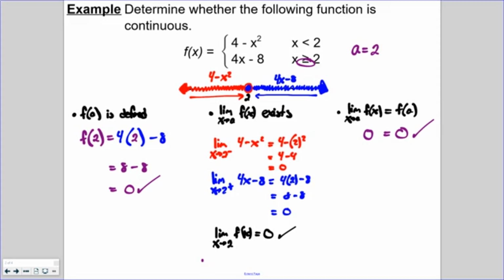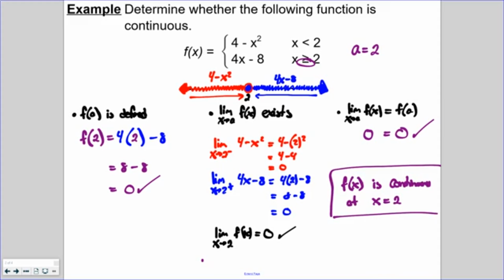So what does this mean? Well, this means that f of x is continuous at x equals 2. Boom, boom, boom. Done. We proved it by using the three conditions of continuity.